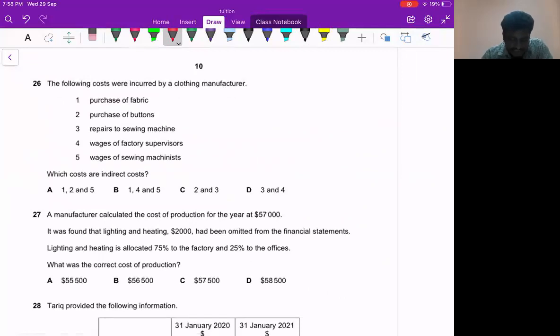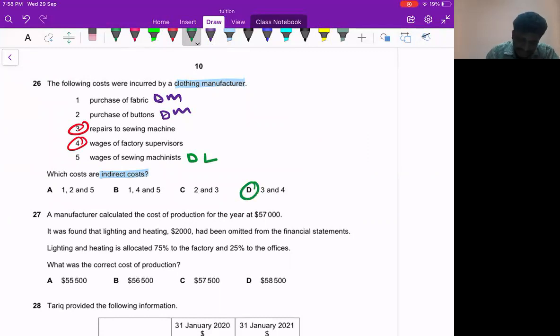The following costs were incurred by a clothing manufacturer. What is the direct and indirect cost? Clothing means they use fabric, so this is a direct material. Button is a direct material. Repair of the sewing machine is indirect expenses. Wages to the factory supervisor, indirect. Wages of the sewing machine operator is direct labor. So the answer is 3 and 4. 3 and 4 is D.